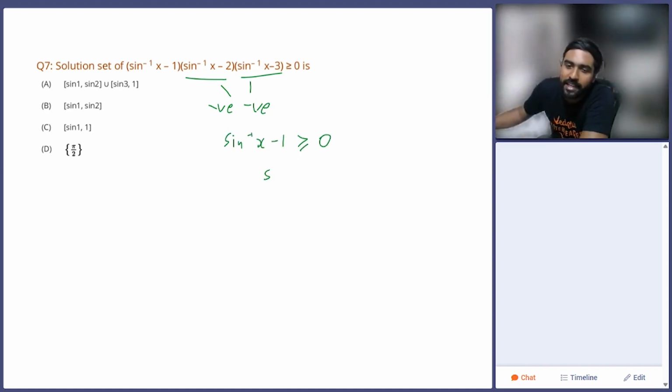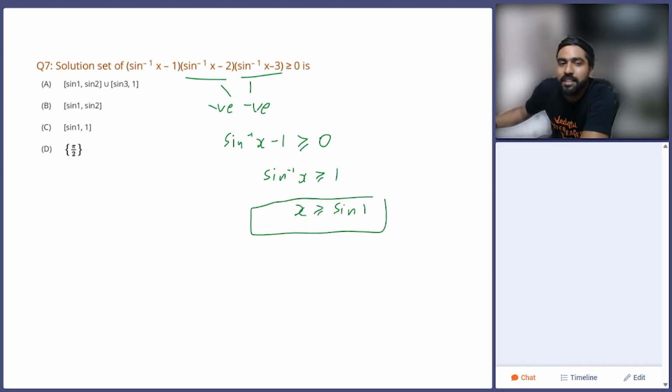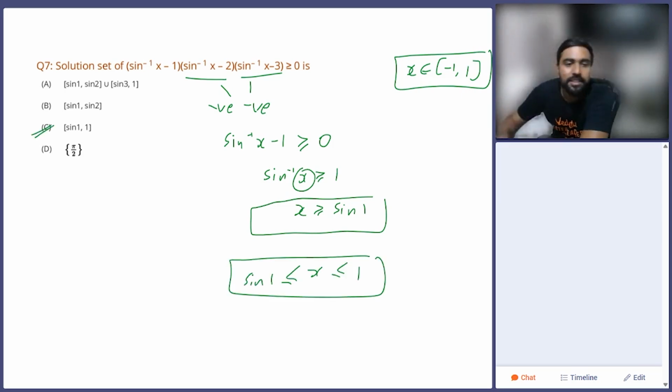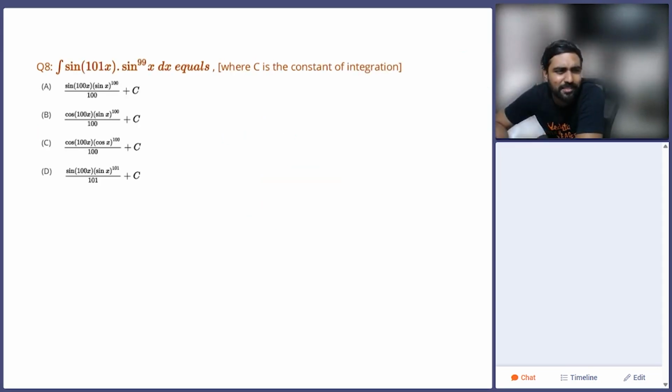And the only thing that I have is sine inverse of x greater than or equal to 1 over here. x greater than or equal to sine 1 is the condition that I have. Because I have sine inverse of x, there's a domain part also, that x lies between minus 1 and 1. So x is greater than or equal to sine 1, but it also has to be less than or equal to 1. Therefore, option C, sine 1 comma 1 will be the answer. A way too easy question. Very straightforward. Okay, moving on.